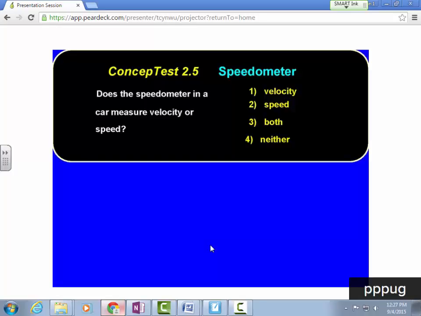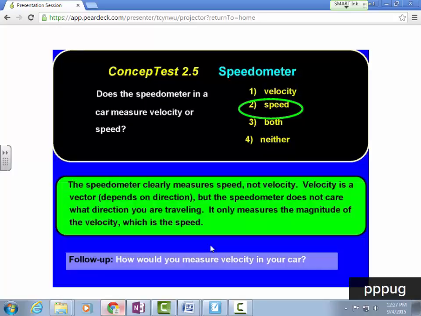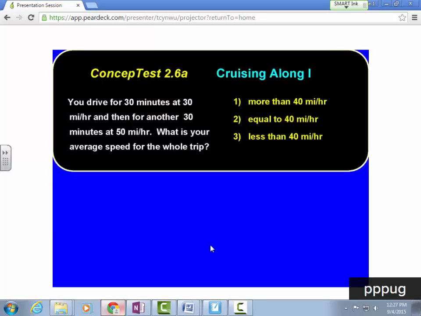So, how much time do we have? 2 minutes. Fantastic. So let's actually do these problems. You drive 30 minutes at 30 miles per hour, then for another 30 minutes at 50 miles per hour. What was your average speed for the whole trip?